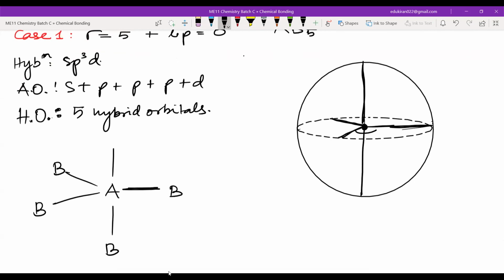So tell me what will be the angle here now? What do you think? ये trigonal planar जैसा लग रहा है ना? This is trigonal planar, right? This is in one plane. 120. Yeah, 120. All these angles will be 120. And what do you think is this angle here? 90. 90 degrees.